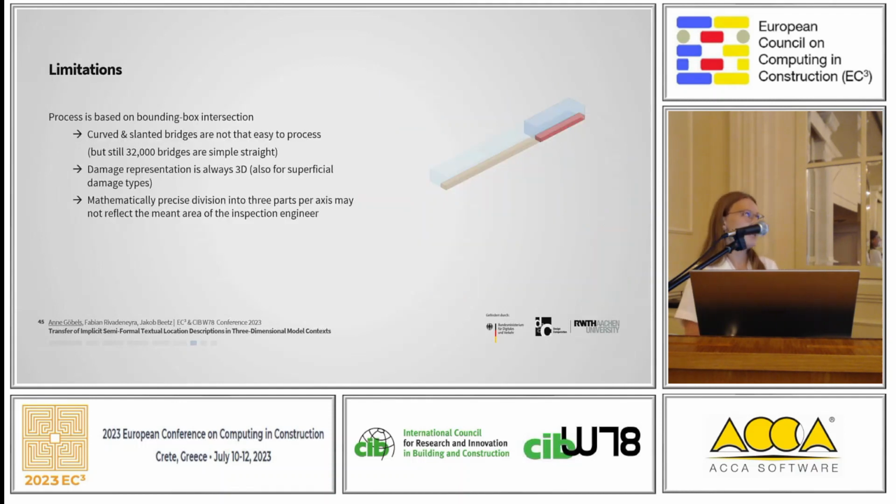Of course, there are some limitations, and all of them are based on the fact that I used this bounding box approach. So, of course, the whole process is not that easy with curved bridges, because then the complex geometry needs much more computational effort. But still, 33,000 bridges are very simple straight bridges, so we still have a lot of use cases for that. The damage area representation is always 3D now, but of course I know most damages are superficial types. And this 3-division of each axis is also just a division we made, but it's maybe not the area meant by the inspection engineer.